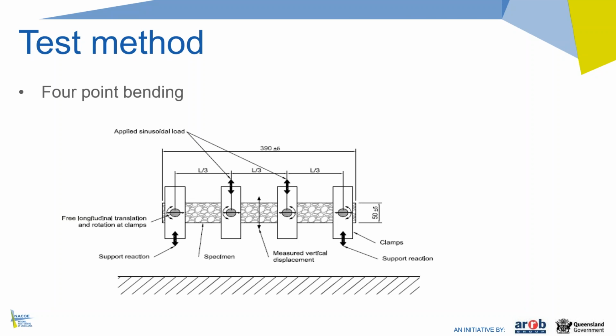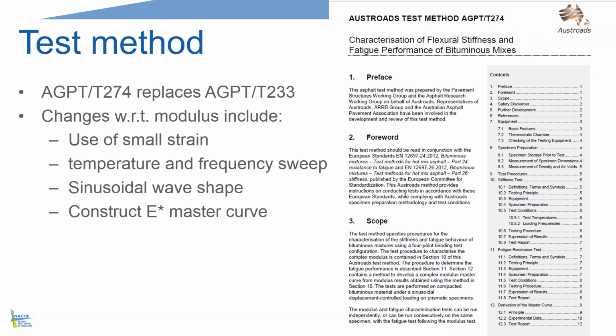The test method that we'll be using for this is AGPT274, which replaces the older AGPT233 that you may be familiar with. So that is the older Austroads fatigue test method. And changes with respect to determining the modulus between those methods include the use of small strain. The old method, and you could use it to determine flexural stiffness, was usually done at a high strain level, for instance 400 microstrain.